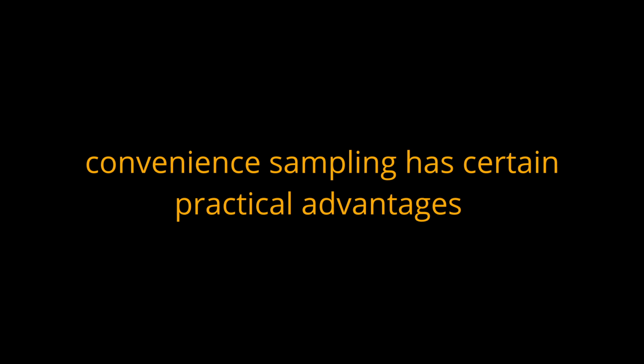Convenience sampling has certain practical advantages. It does not require an exhaustive list of the student population, which is needed for a random sample, and has a clear logistical and resource benefit in terms of travel, cost, and time expenditure. However, these advantages come at the price of certain biases such as sampling error and under coverage.